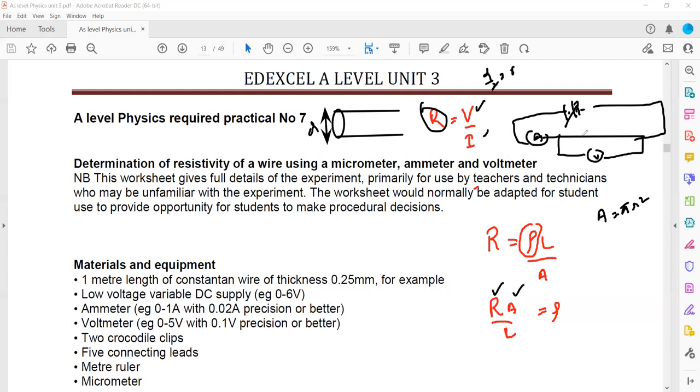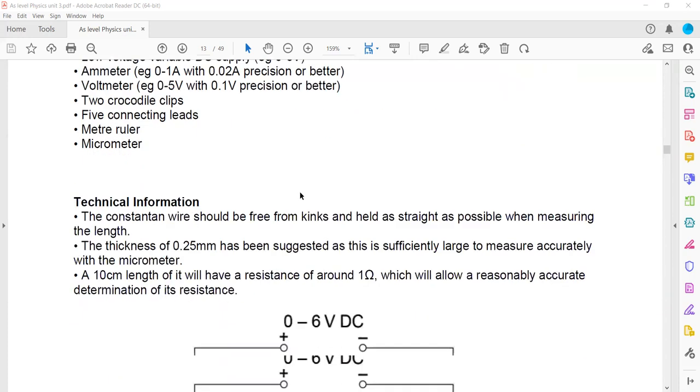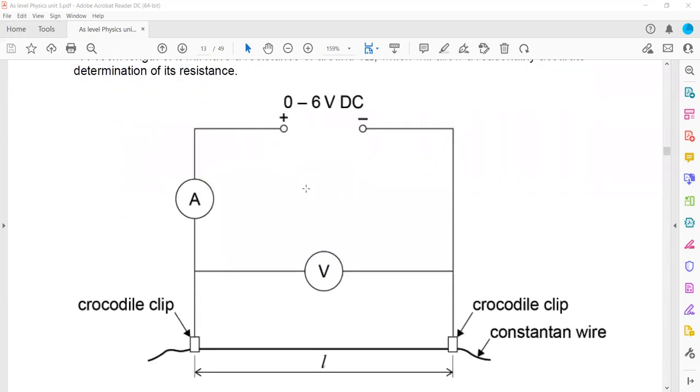And how to measure the length? Using a meter rule or a meter scale, we can determine the length of the wire which we are using for the experiment. So we have all the parameters. Using this we can work out the resistivity of this material. Resistivity means the resistance of a wire which has a length of 1 meter and area 1 meter square.